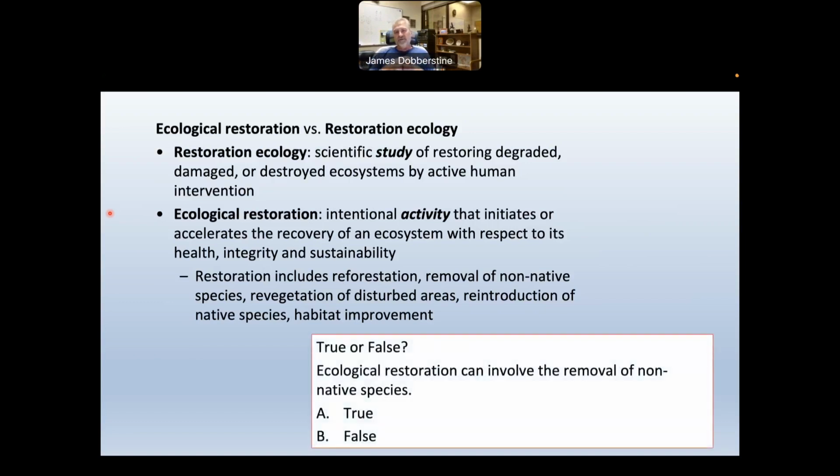All right, so true or false? Ecological restoration can involve the removal of non-native species. Yes. So I mentioned this in a previous slide, but in some cases, restoration can be quite simple, and removing invasive or other exotic species can allow the native species to retain their original level of function within that biologic community by removing the competitive advantage that non-native species often have.